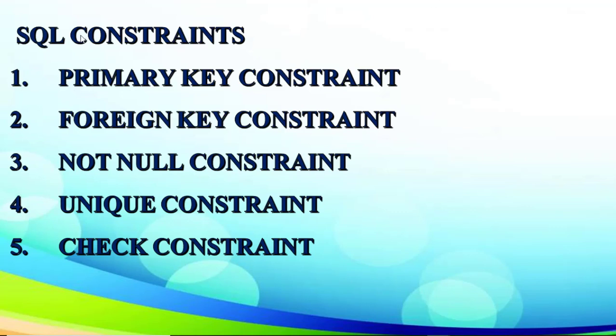The next question which can be asked for 5 marks is SQL constraints. SQL constraints are certain rules enforced on the data columns of a table. First, you should know the meaning of SQL constraints: they are the rules enforced on data columns of a table. There are different constraints: primary key constraint, foreign key constraint, not null constraint, unique constraint and check constraint. These are the different constraints used in SQL.